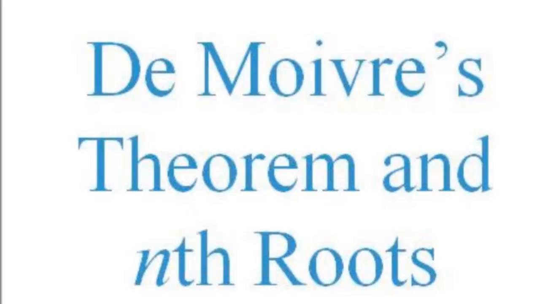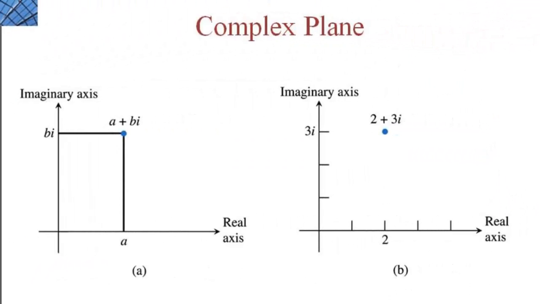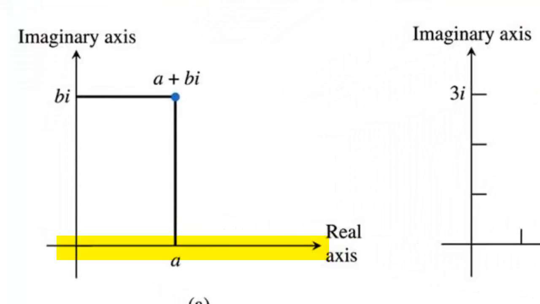Chapter 6.6, DeMoivre's Theorem and Nth Roots. Every real number can be plotted on a number line. Every complex number can be plotted on a complex plane. On a complex plane, we have two axes: a real axis and an imaginary axis.